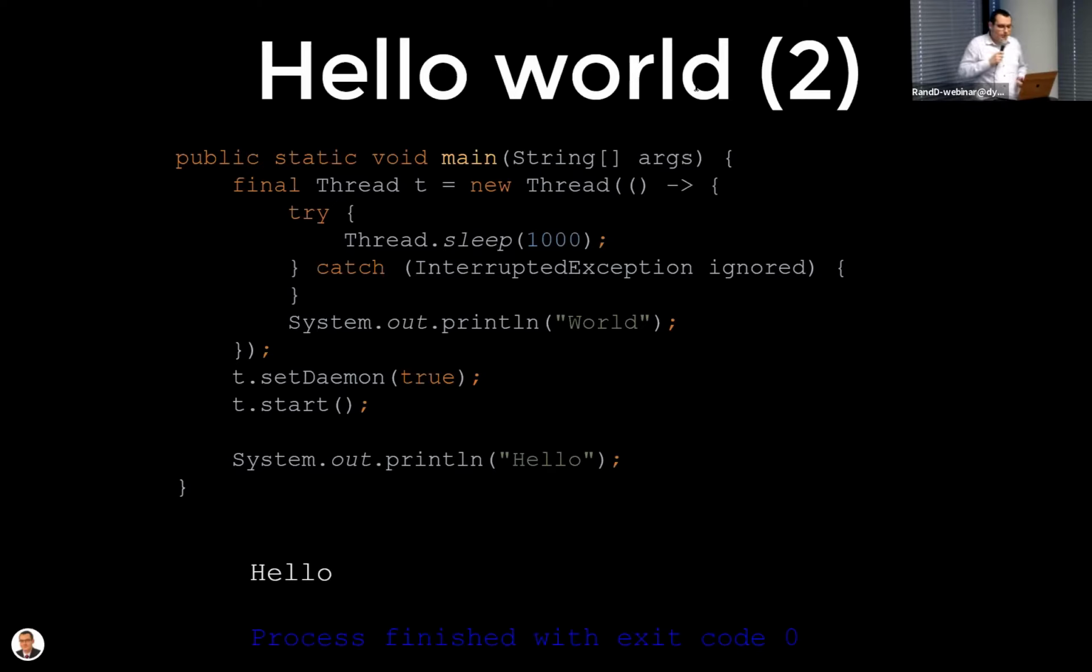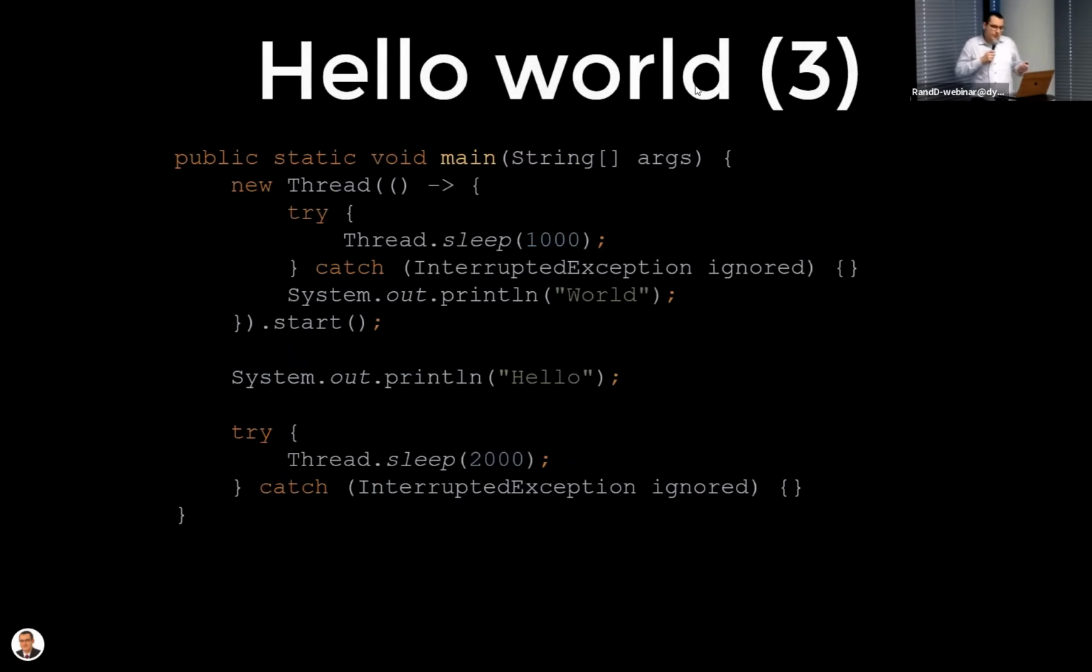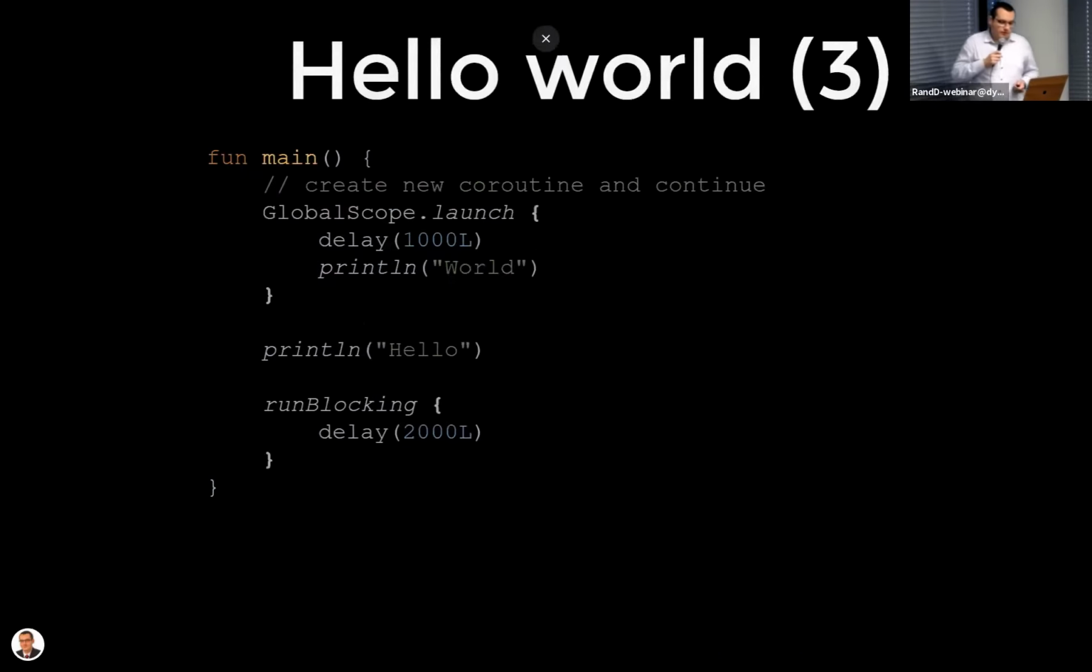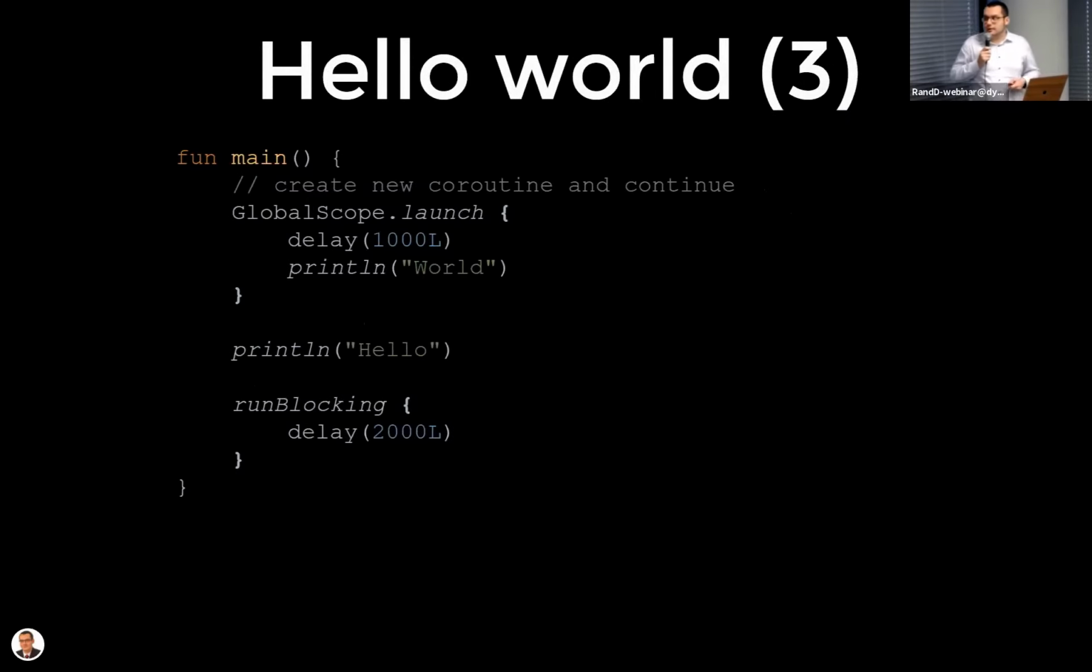Only hello, no world. So now if we want to do it correctly in Java, we would of course just kick out setting the daemon to true. But the other way would be just to hold on with the main thread for a few seconds longer by introducing some extra sleep here. So if we convert this code to Kotlin, then of course we can do it.